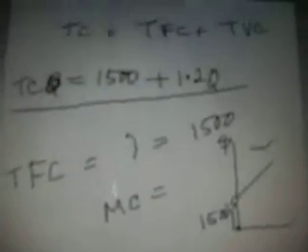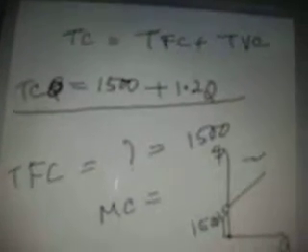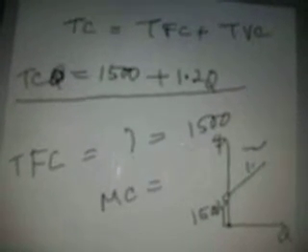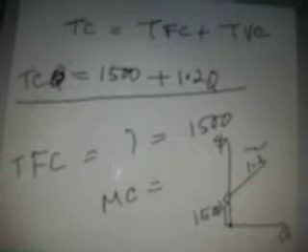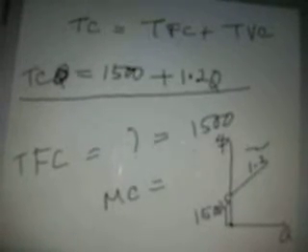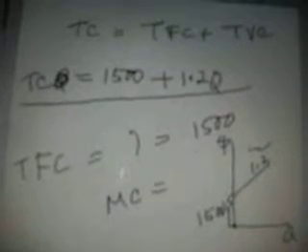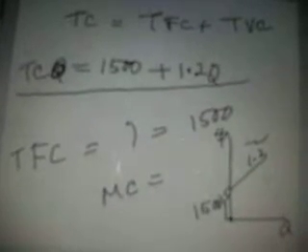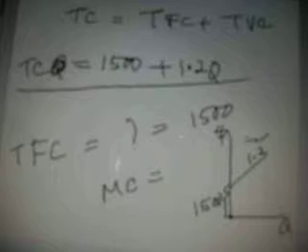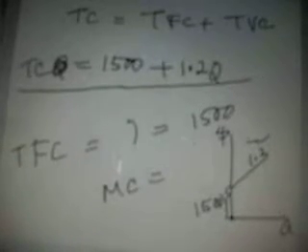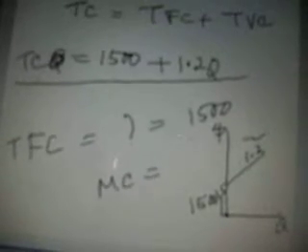Total cost is like this. So that is 1500, right? That's dollars, that's quantity. And the slope of the line is 1.2. That's your marginal cost. Okay? That's a good review of total cost, marginal cost, variable cost and fixed cost and so on. Alright, now going back to elasticity.